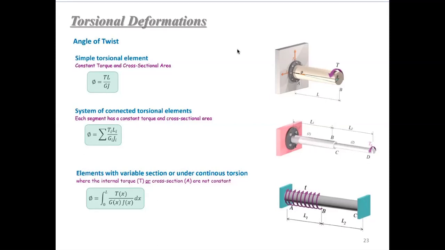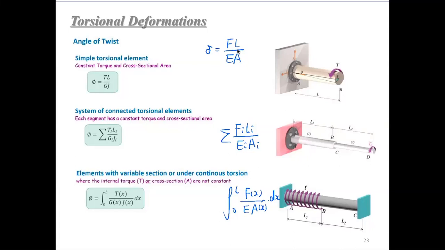In chapter 3, we introduced three equations that you can use to calculate the deformation of axially loaded elements, right? Those are delta equals FL over EA, and the other is the sum of Fi Li over Ei Ai, or the integral from 0 to L of F(x) over E A(x) dx. Those are the three equations we used in chapter 3 to calculate the deformation of axially loaded elements.